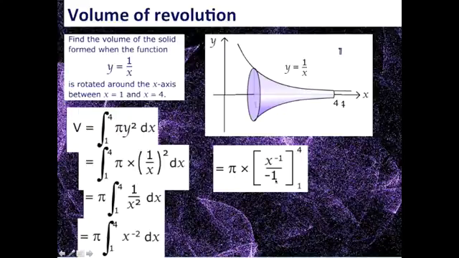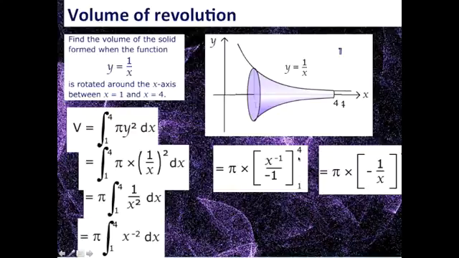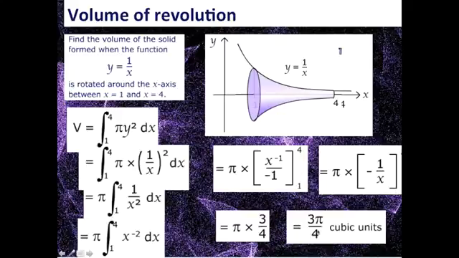So we can therefore multiply pi by x to the minus 1 over negative 1 between 4 and 1, which is going to simplify to negative 1 over x between 4 and 1. If you substitute in for 4 and 1, you will end up with the volume of pi times 3/4, which is going to give you 3/4 pi cubic units.